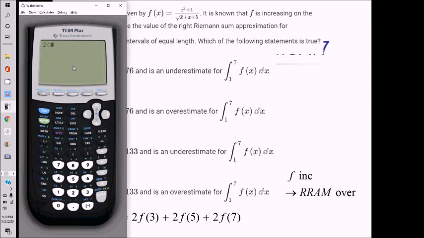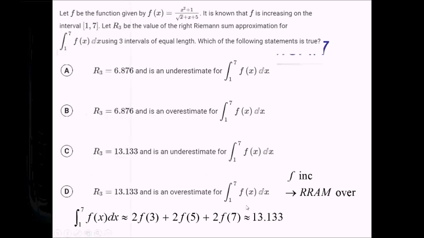To do that, I'm going to do alpha trace, pull up y1, open a parentheses and plug in 3, close the parentheses. Then I'll do that same exact process again, alpha trace y1, and plug in 5. This is f of 5. Then we do one more alpha trace, y1, plug in 7, and close the other parentheses, press enter. It comes out to 13.133, which, again, is going to be an over-approximation because this is a right Riemann sum on an increasing interval. So that ends up being choice D.